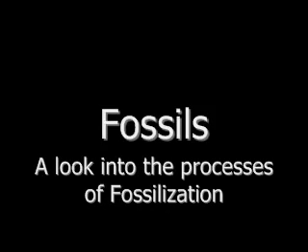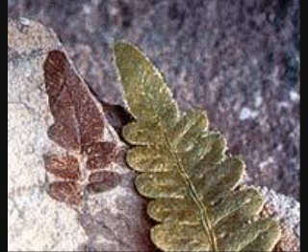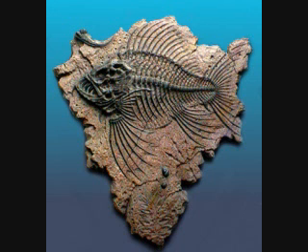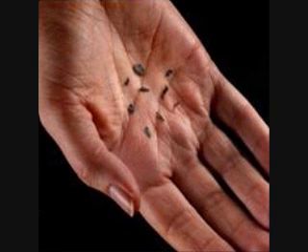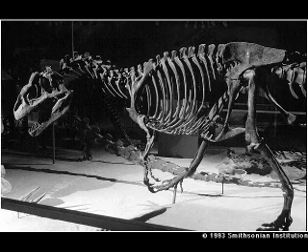Fossils, a look into the process of fossilization. Fossils are found all over the world in hundreds of shapes and sizes and states. They can be found at the top of mountains and deep at the bottom of the sea. They're found anywhere from the size of tiny little cells to the size of huge dinosaurs. But how do they get there?